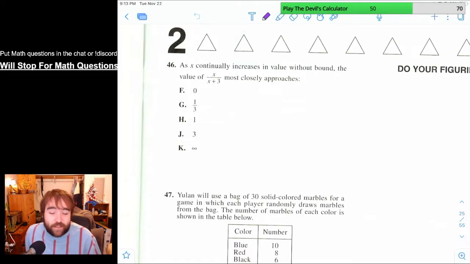Now remember, ACT goes easy to hard, so we expect these questions to be some of the hardest questions. And it does get pretty hard or advanced towards the end. So let's see. 46. As x continuously increases in value without bounds, the value of x over x plus 3 most closely approaches what? Okay, so yeah, getting right into it, advanced.